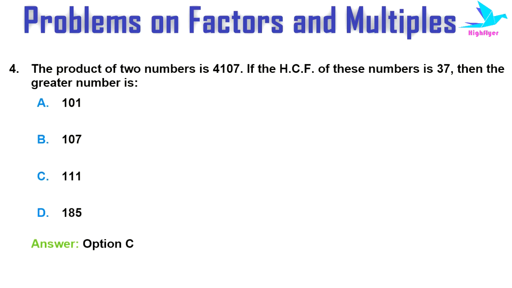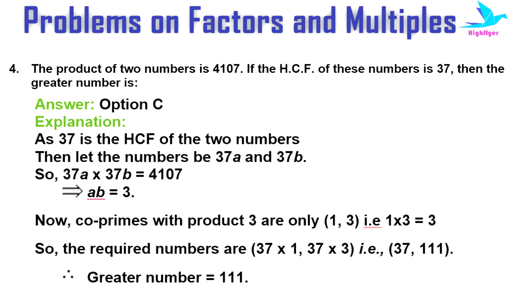Now the next question. The next question says the product of two numbers is 4107. If the HCF of these numbers is 37, then the greater number is. Options are 101, 107, 111 or 185. Right answer is option C, 111. Now let's see the explanation of this.